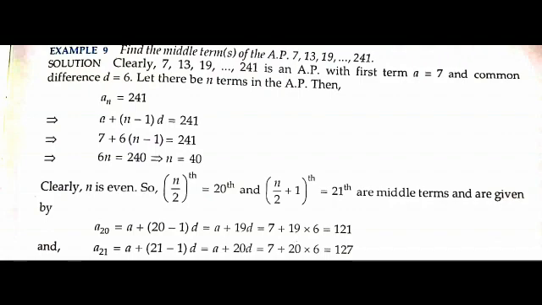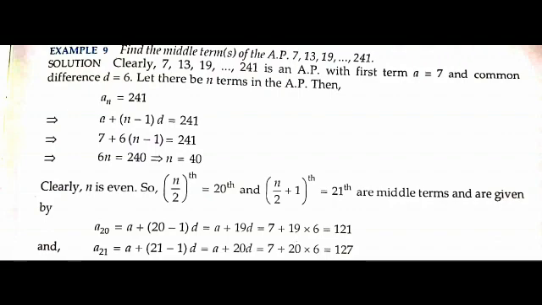Clearly, n is even. So, we will have two middle terms here. That is, the n by 2th term and the (n by 2 plus 1)th term will both be the middle terms. So, the 20th and 21st terms are the middle terms.